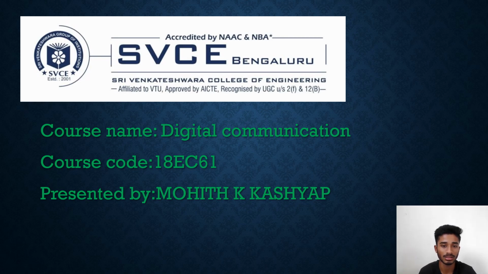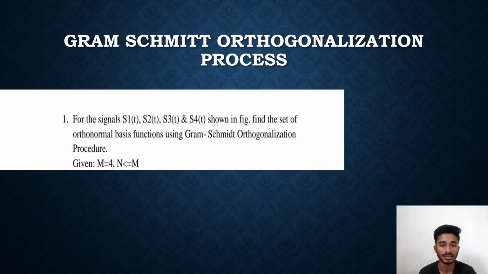So today we are going to discuss a topic known as the Gram-Schmidt orthogonalization process. We are going to discuss this topic through a specific problem, which is really famous. Let me read out the problem to you. For the signals S1 of t, S2 of t, S3 of t, and S4 of t shown in the figure, find the set of orthonormal basis functions using the Gram-Schmidt orthogonalization process. Given m equals 4 and n is less than or equal to m.